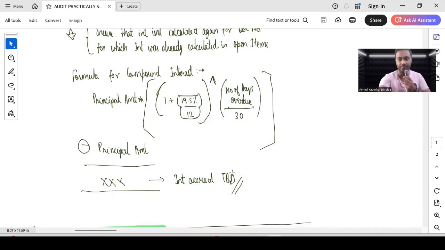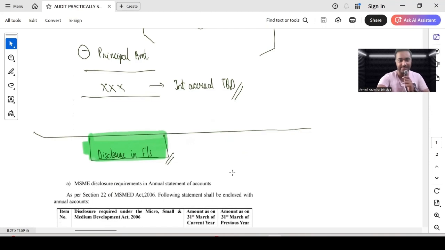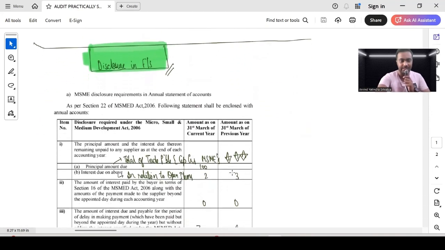Perfect. Very clear. Guys, so we understood how the computation is to be done. Now comes the interesting part, a part where you have to apply your mind. I have seen this disclosure going wrong in a lot of financial statements, but I don't want you guys to make this mistake. So here is the full disclosure of the MSME vendors, how you need to do this, how you need to get this perfectly right, how you need to be spot on with regard to this, guys.